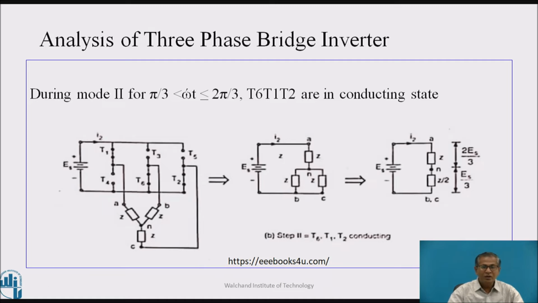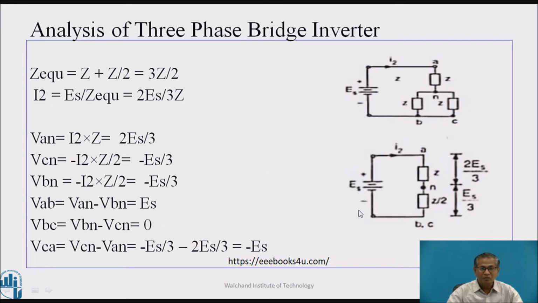Now, during mode 2, omega t greater than 60 degree and less than 120 degree, in this mode T6, T1, T2 are in conducting state. So, this is the equivalent circuit for the mode 2. In this mode 2, the total Z equivalent is equal to 3Z upon 2 and the I2 is equal to 2 ES upon 3Z.